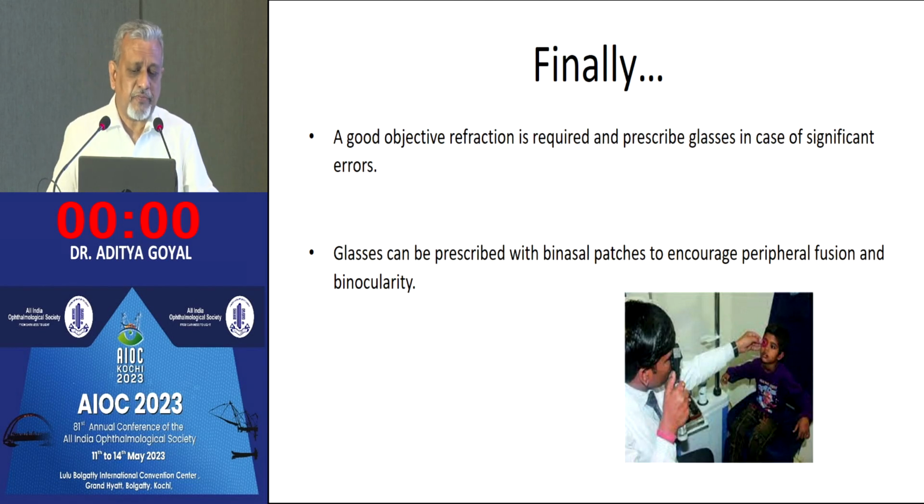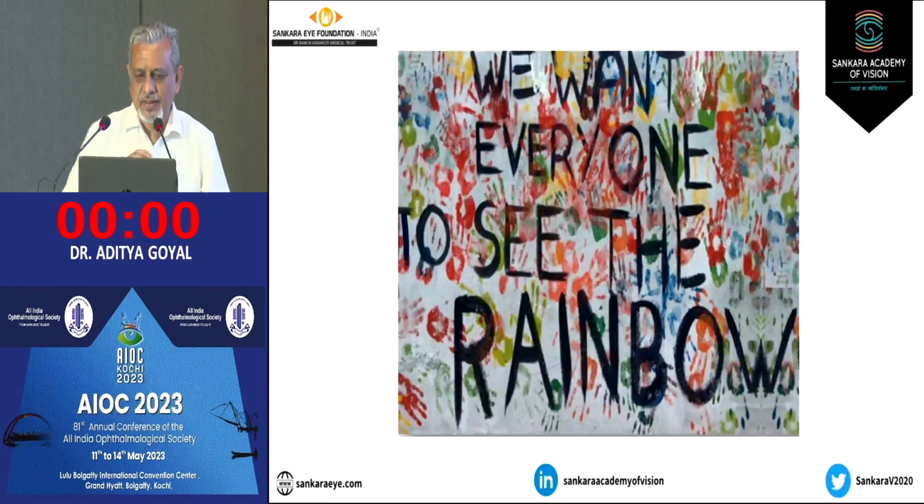A good objective refraction is required and prescribed glasses in case of significant errors. And they can be prescribed binasal patches to encourage peripheral fusion and binocularity. And that needs to continue till the time you're perfect with it. And invariably, we do not reach these levels in case of cortical visual impairment, but delayed visual maturation, absolutely yes.